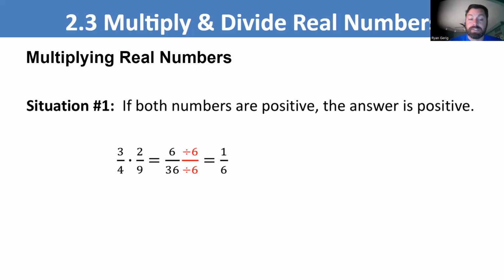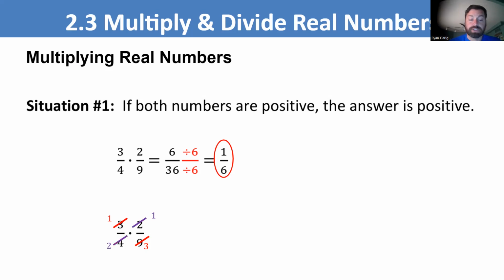Now, one way of maybe looking at this differently is reducing first. So I'll look at this one again. What if I reduced the 3 and the 9? It's called cross-reducing is what I call it. And then I can also reduce the 2 and the 4. What I mean by that, I'll kind of show you here. 3 and 9, I can take 3 out of both of those. 3 divided by 3 is 1. 9 divided by 3 is 3. 2 and 4, I can divide both of those by 2. So 2 divided by 2 is 1. 4 divided by 2 is 2.